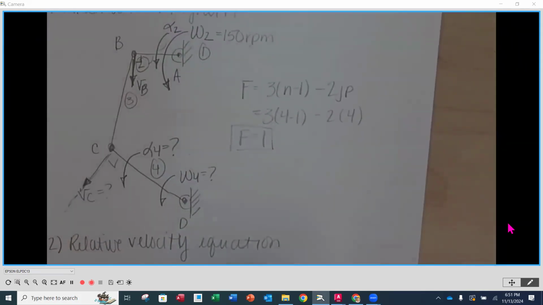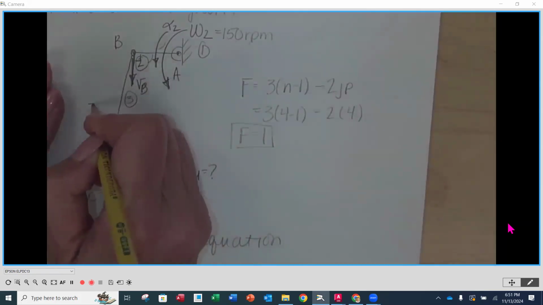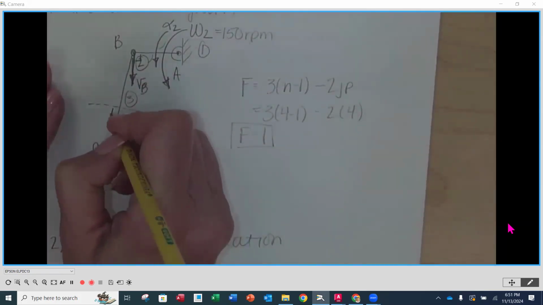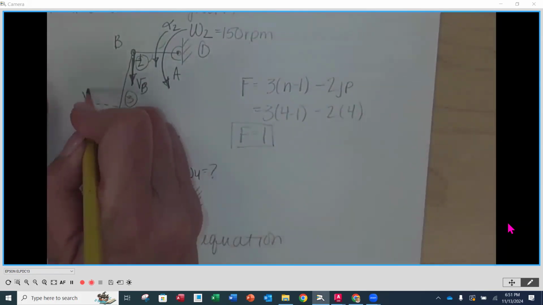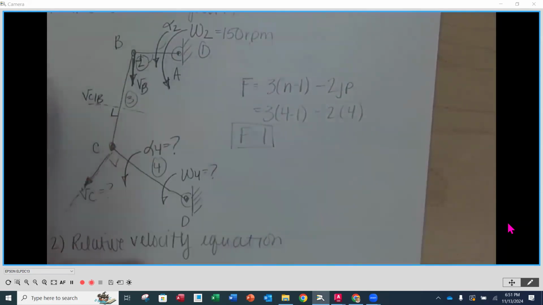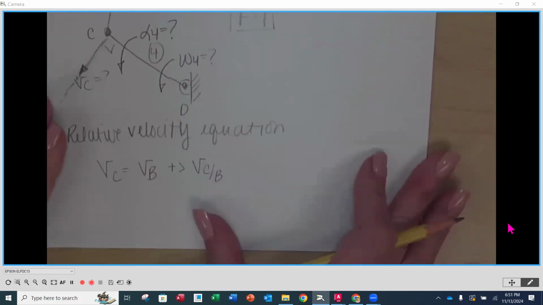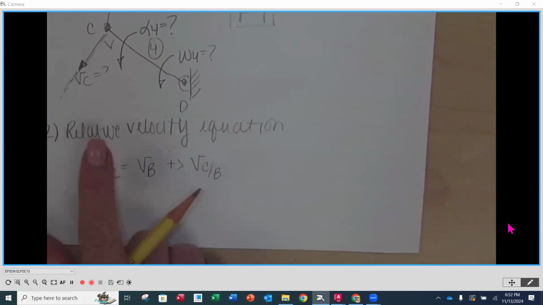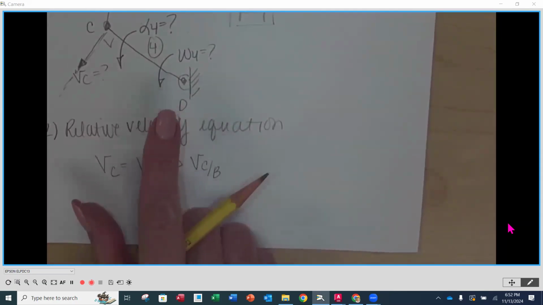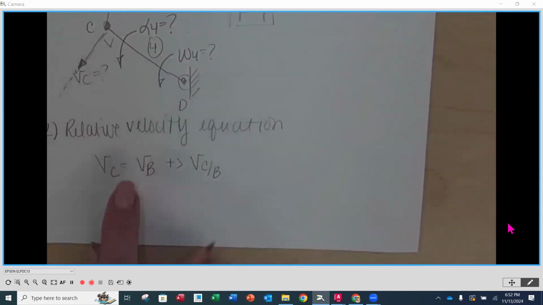Okay. So that means that when we do our velocity of C relative to B, it's going to be on a line of action that's going to be perpendicular to the line connecting C and B, or link number 3. Now, as we saw in our previous example, we need to find these in order to get our W, but more importantly, we need to find these for our next step, these accelerations. But let's go ahead and determine our velocities here.